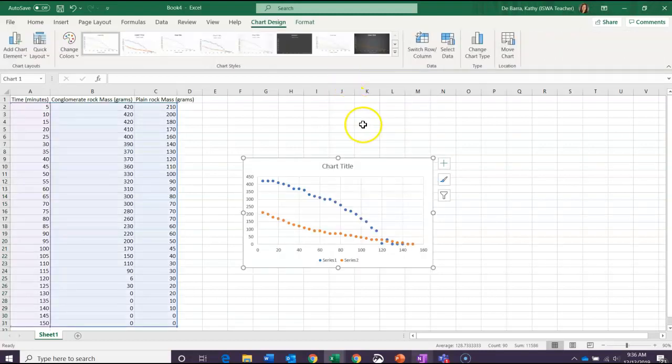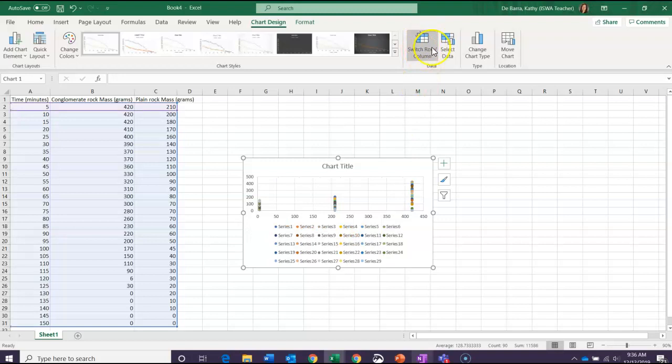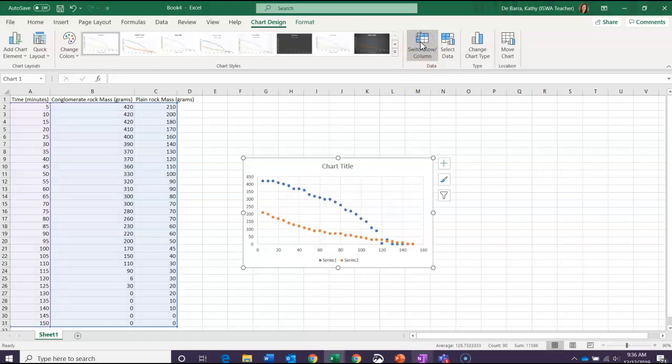So I'm going to pick this scatter plot, but now we just need to make some modifications. If for some reason your chart doesn't show up like this right away, then you would click here and switch row and column, and it will alter that for you. But if you have your spreadsheet set up in the same way that I do, then you should have your chart pop up right away. So this looks really nice.